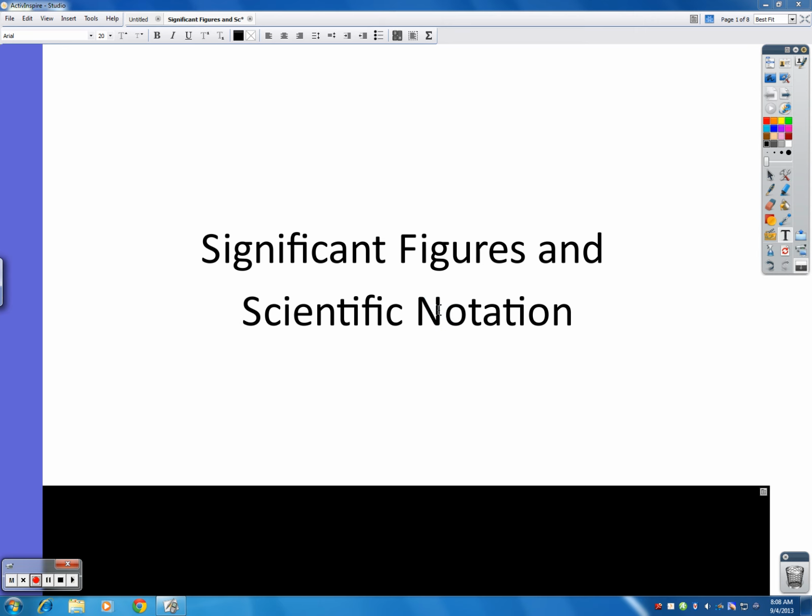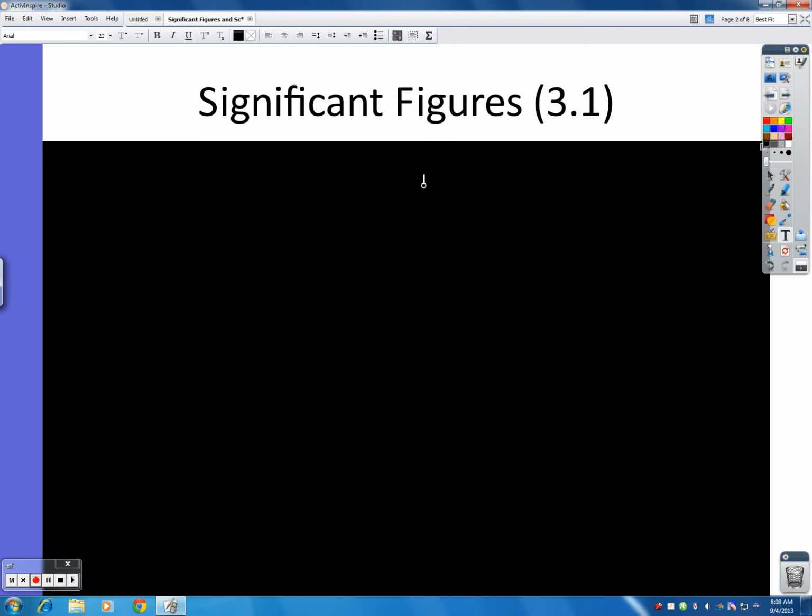These are notes on significant figures and scientific notation. So we're going to start with significant figures, and that's section 3.1 in your book. And significant figures deal with which numbers you count as significant, especially for things like rounding.